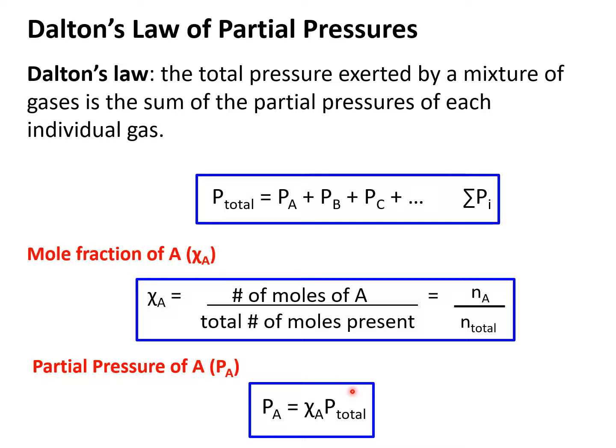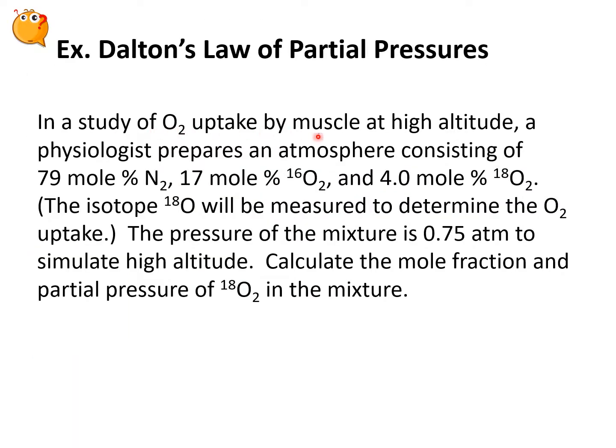In a study of oxygen uptake by muscles at high altitude, a physiologist prepares an atmosphere consisting of 79 mole percent nitrogen, 17 mole percent of oxygen 16, which is an isotope of oxygen, and 4 mole percent of oxygen 18, another isotope. The isotope oxygen 18 will be used to determine the oxygen uptake. The total pressure of the mixture is 0.75 atmospheres, so this represents P total, and it's used to simulate high altitude. In this example, we are asked to calculate the mole fraction and the partial pressure of oxygen 18.